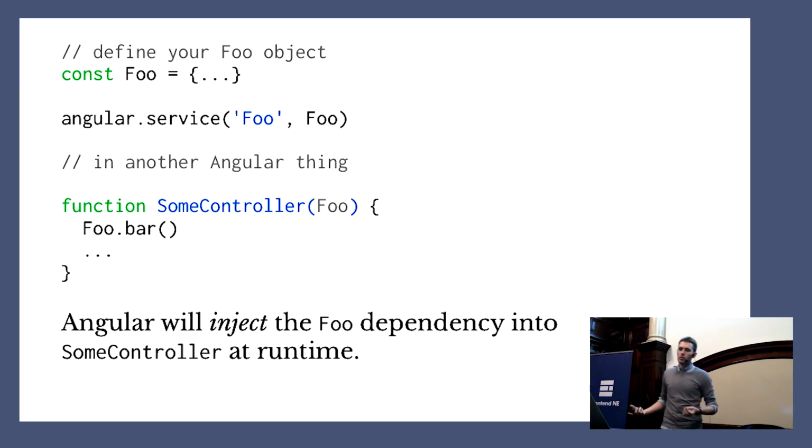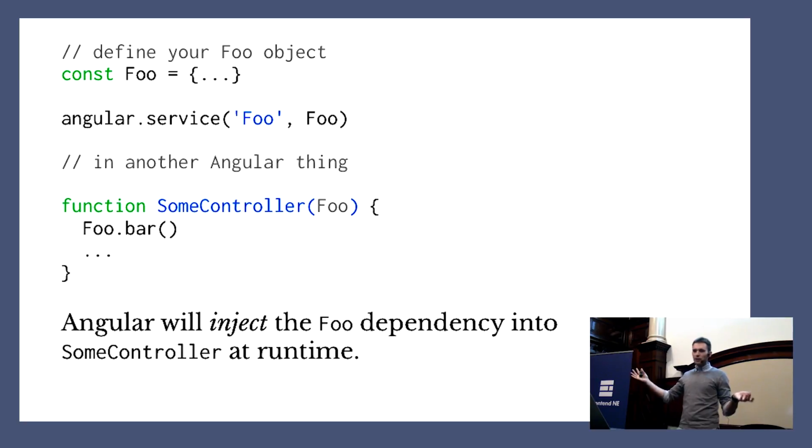So in Angular 1, what you do is you define your foo object, and you then register it with Angular. So you say, I've got this service, which is basically just an object with some functions on that you can call, and I'm calling it foo. And here is the foo object, which contains all the stuff that this service does. So you register that with Angular, so Angular knows that there is something with the name foo. Doesn't matter what it does. And Angular doesn't care what it does either.